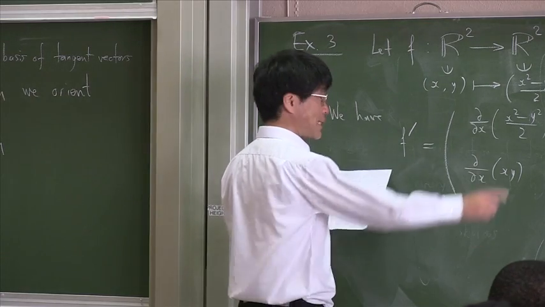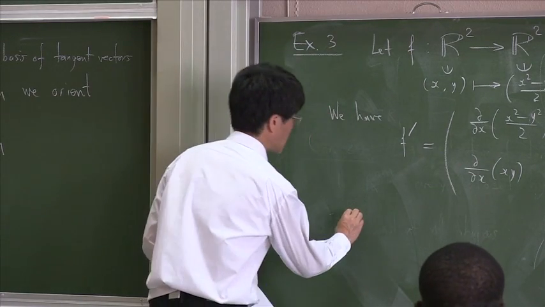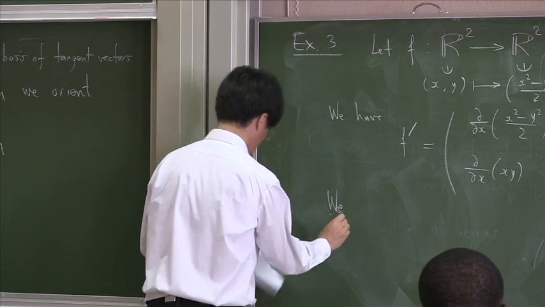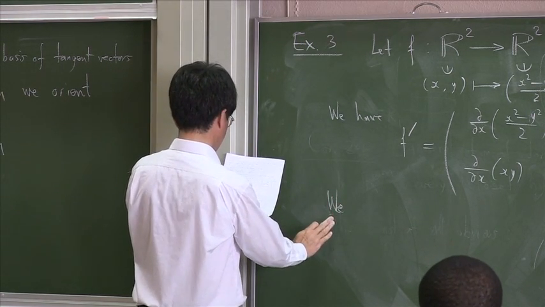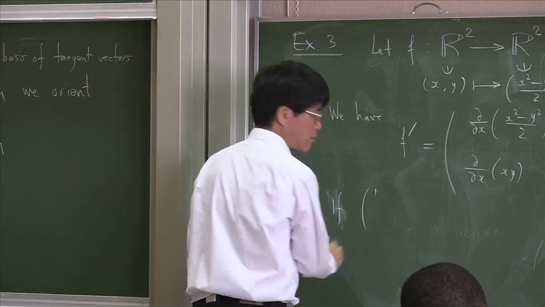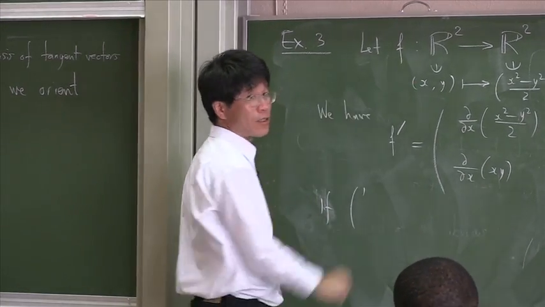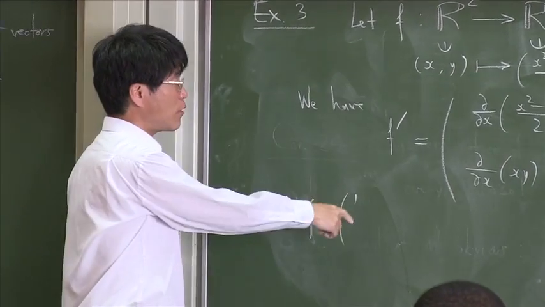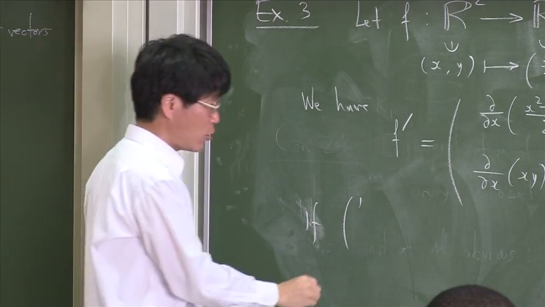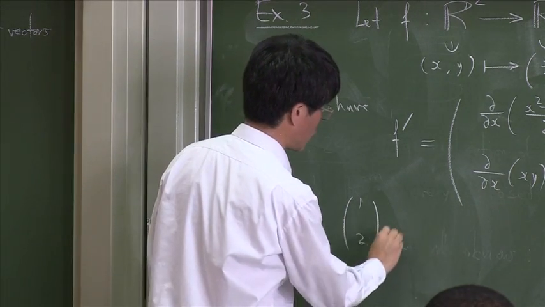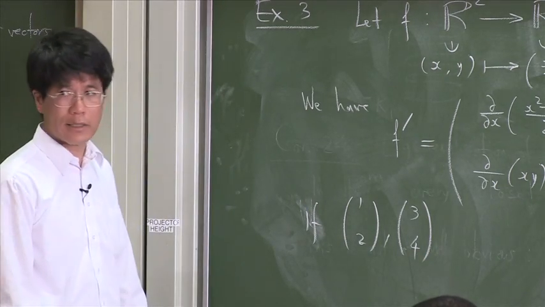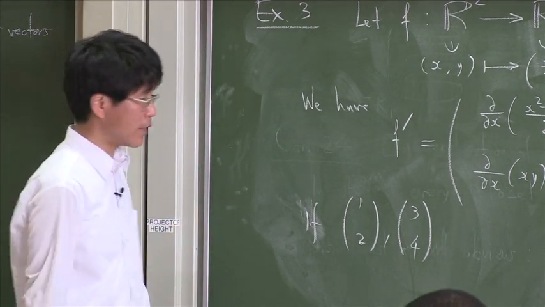Well, that's the derivative. Let's look at the orientations. We shall orient. Let's define two vectors that orient R2. They don't have to be 1, 0, 0, 1. Any two linearly independent vectors will do. So I'm going to write down 1, 2, and 3, 4. Are these linearly independent? Yes, they are. They are not parallel to each other, so they are linearly independent.